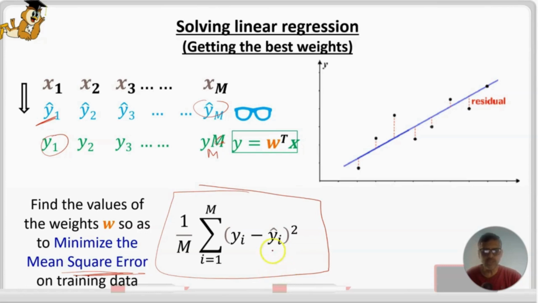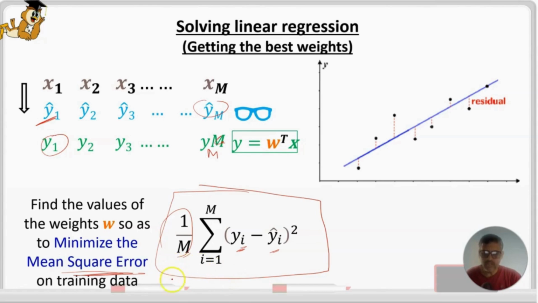Because what this is doing is i runs from 1 to m. It runs over all the points in the training data. For each of the points in the training data, you find the difference between y and y hat, take its square, and finally divide the whole thing by m, that is, multiply by 1 over m. We have seen this sort of a mean square error in one of our earlier lectures.